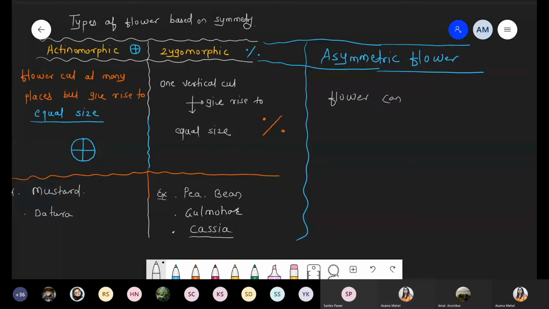Flower cannot divide into two equal halves. So such kind of condition is called the asymmetric flower, and a simple example is canna. Scientific name, underline, canna. Okay, canna. So these are basically the 3 types of flower based on the symmetry. But among these, 2 are major, that is actinomorphic and the zygomorphic. These are the major categories on the basis of types of flower. Okay, so got this point, everyone? This point is clear?